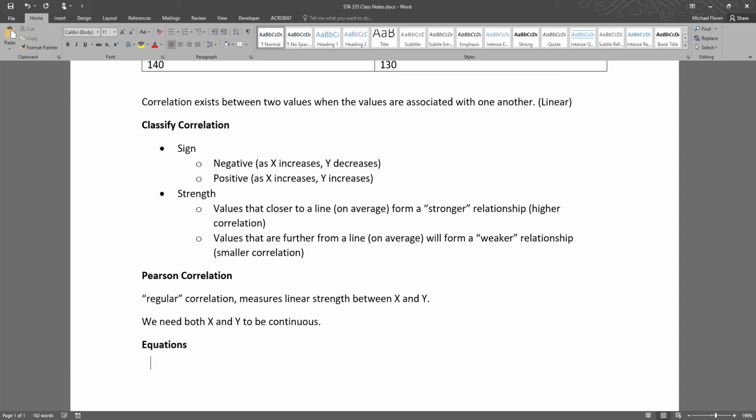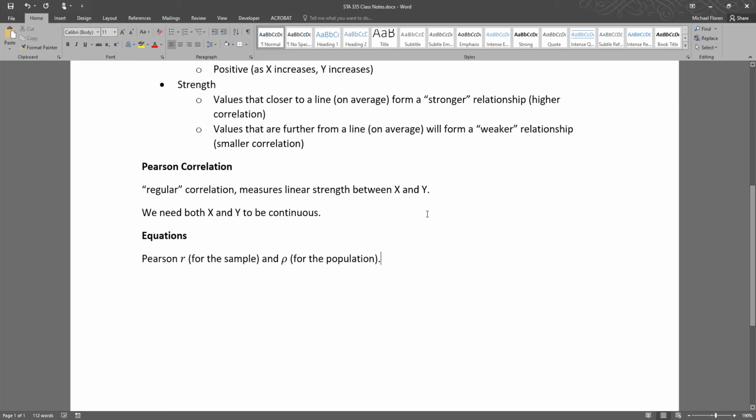We can calculate the Pearson coefficient with a somewhat yucky looking equation, but the letter that we use to represent the Pearson coefficient is R for the sample and rho for the population. Just like in your previous statistics courses, we had X bar for the sample mean and mu for the population mean. For Pearson's correlation coefficient, we have the same. Now I'm going to go on and write out the formula.